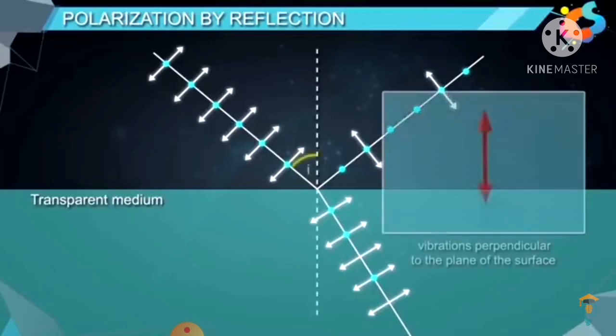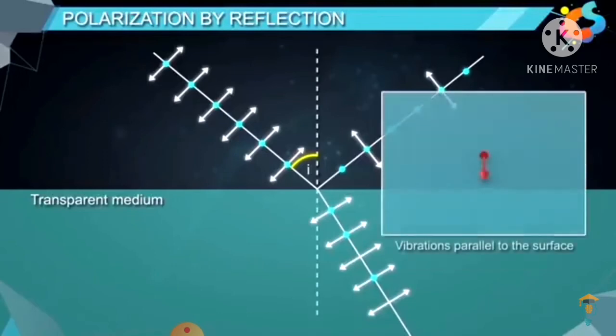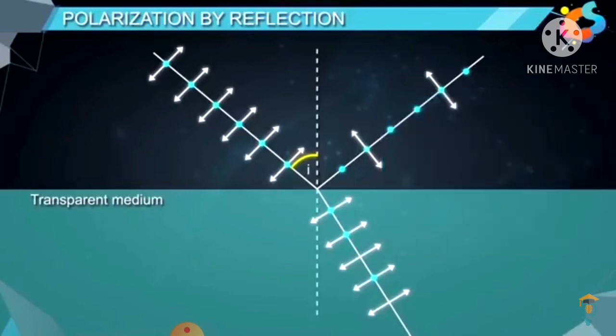Here, the straight arrows represent vibrations perpendicular to the plane of the surface, and the dots represent vibrations parallel to the surface. Now, if we observe the reflected light, we can see that it contains more dots than arrows, which means that the reflected ray is partially polarized. Similarly, if we look at the refracted ray, we can see that it is almost unpolarized.